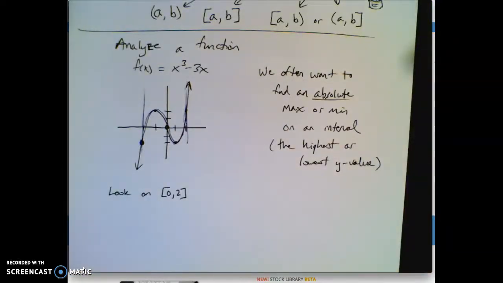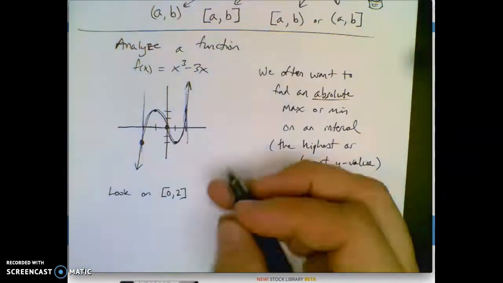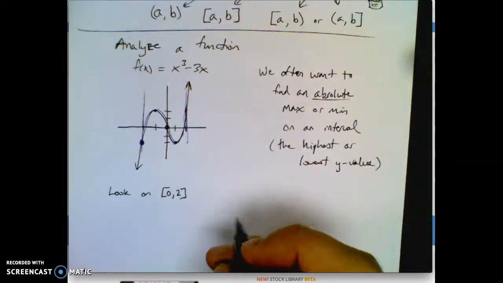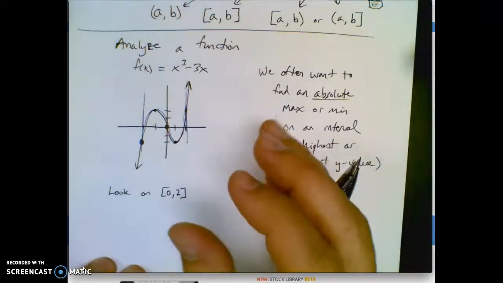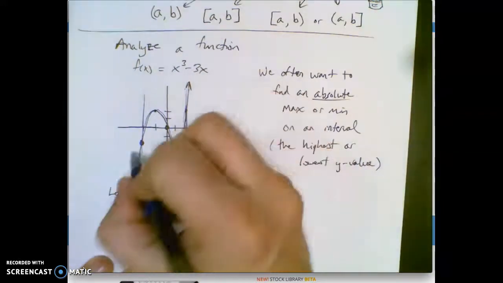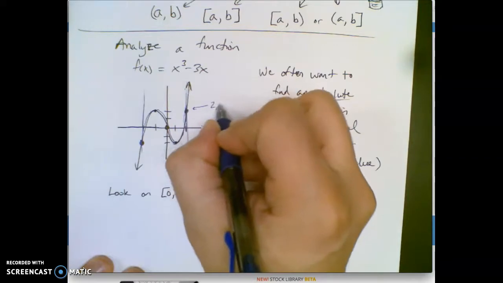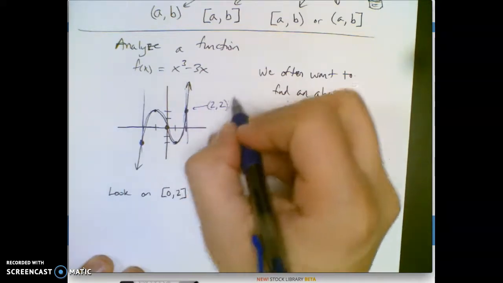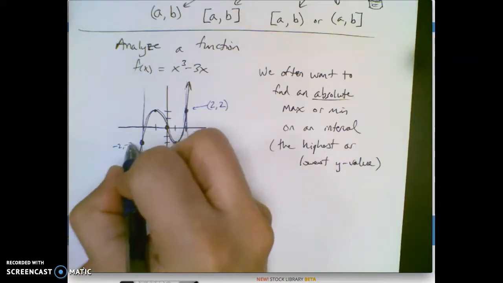So on here, you can look at all the points and say, okay, is there a very highest point? Is there a very lowest point? And you have to check a couple of spots. You have to check the endpoints. So if you look at this where it ends, it's the point 2, comma 2. And where it starts is -2, -2.